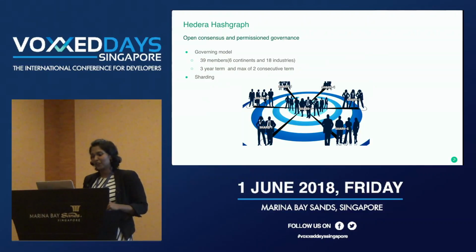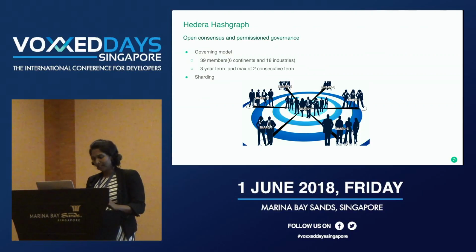Hedera Hashgraph comes up with a governing model, and it also implements sharding to watch over the public ledger. Their governing model is an open consensus, permissioned governance model. What it means is they have more than 39 members across different continents running the nodes, who will see if the public ledger is behaving in a consistent way or not.